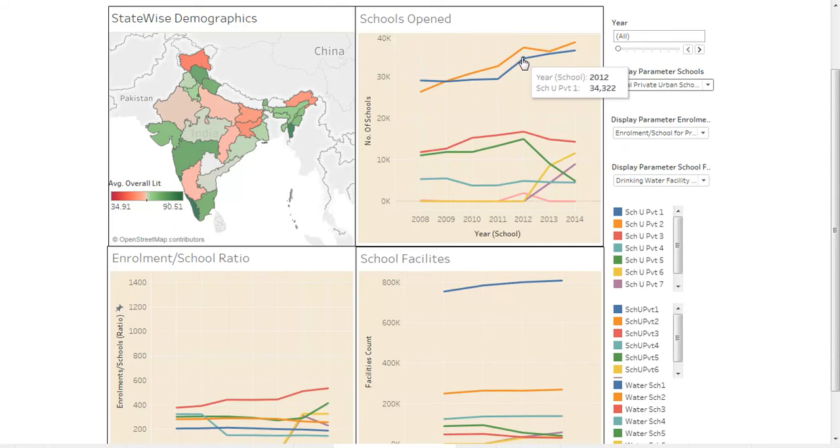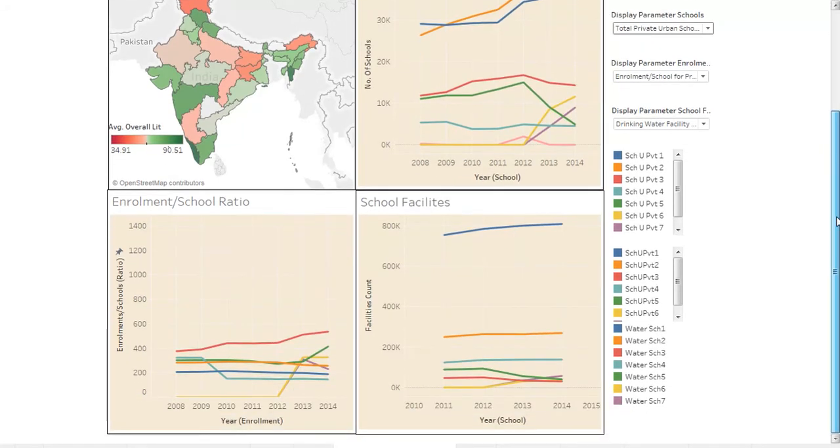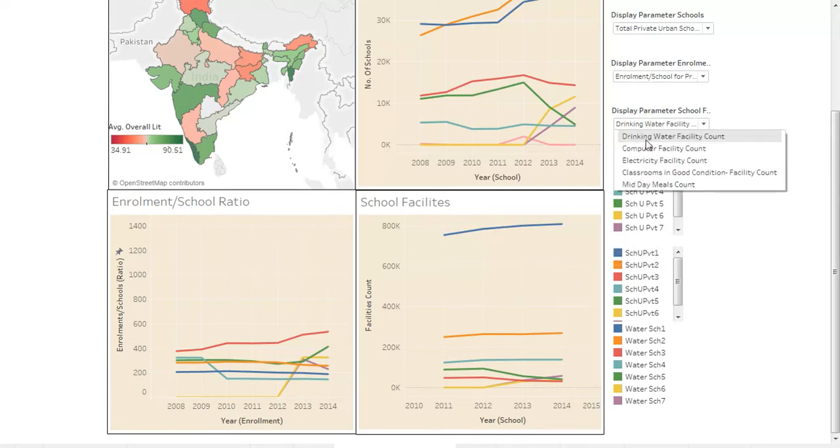To see whether this rise in private schools also impacts their enrollments, we take a look at the enrollment per school ratio. Here we can confirm that the enrollment per school has gone up for the private sector. Now lastly, we come to the facilities being offered by the schools, and as we can see, the number of schools having drinking water facility has gone up in 2014 as compared to 2011. The same is the case with computers.